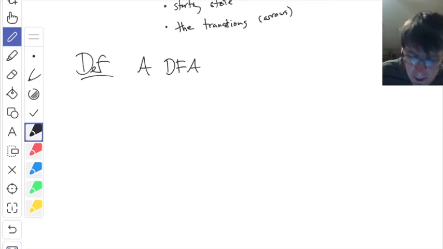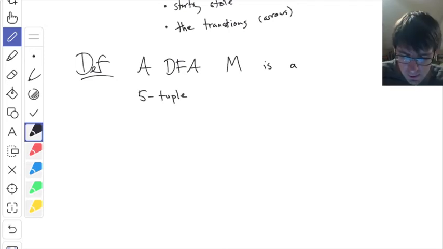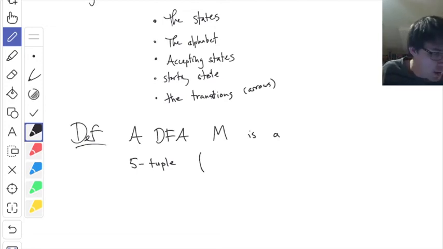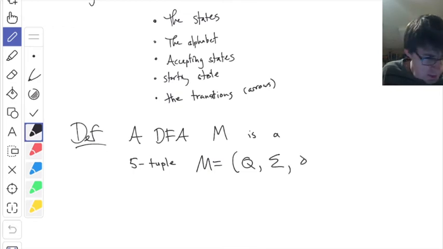So the true nature of a DFA, let's call it M, since things in math generally you give a name to, is a 5-tuple. Tuple like a pair, triple, 5 things. It's called a 5-tuple, which has these 5 things written in order. I'm going to write it like this: M equals (Q, sigma, delta, Q0, F). And then I'm going to tell you what each of those things represent.